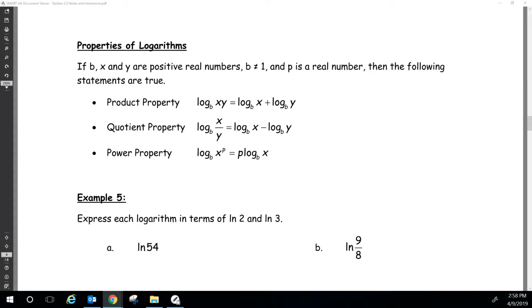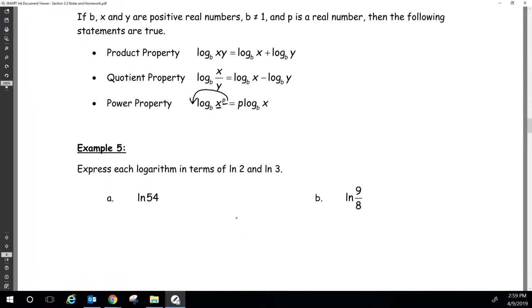If I've got a log that has an argument that's multiplied together, that's where we get the product part of this. If they're multiplied together, I can split this log into 2 logs where I add them together. If my argument has a division, a fraction in there, I can split that up as 2 logs where we are subtracting. And then the power property says if you've got a log of an argument raised to a power, you can bring that power and multiply it times the log itself. So you can bring that p, the exponent, down and put it right in front there.